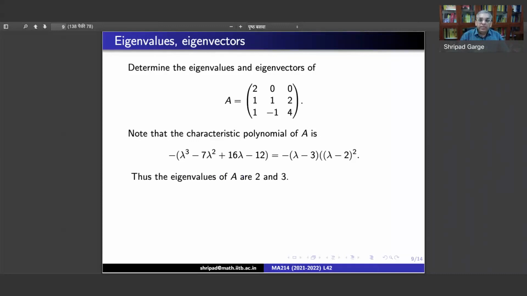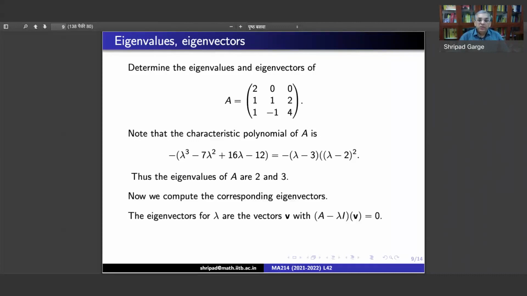We now need to find the eigenvectors. To compute corresponding eigenvectors, we have to look for vectors V with A minus lambda I times V equal to 0. So although we still have to compute eigenvectors, I have already declared that these are the eigenvalues. The reason is that these are real numbers. When you have real numbers which are zeros of the characteristic polynomial, then there are always eigenvectors. We will not go into the details of that, but let's now find the eigenvectors for 3 and 2.